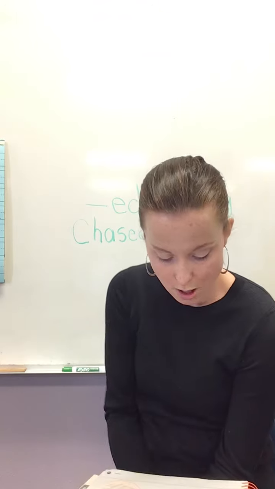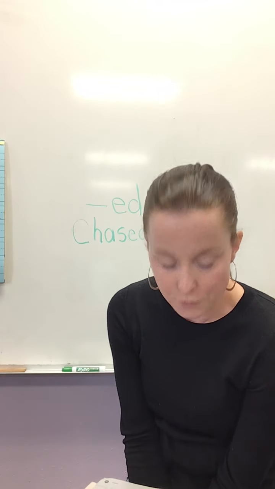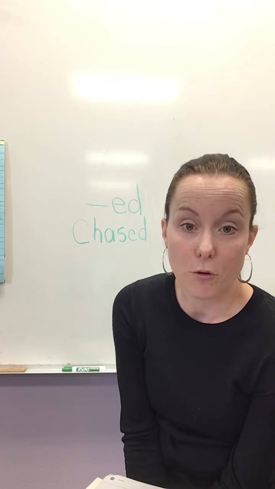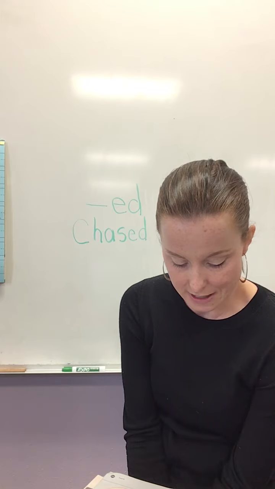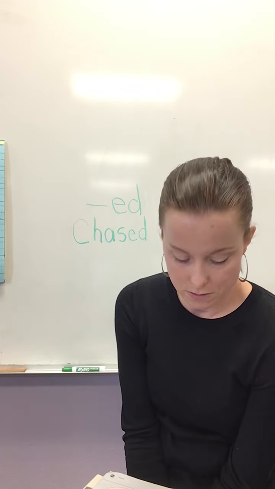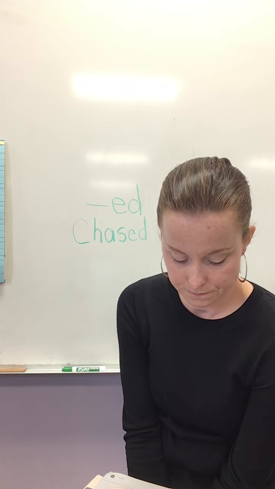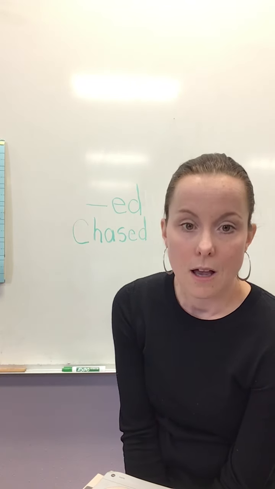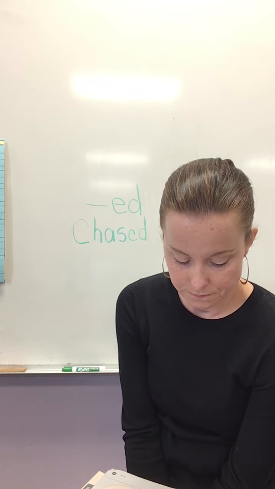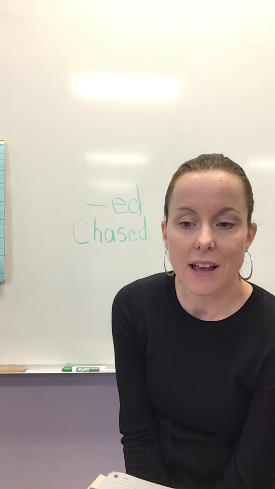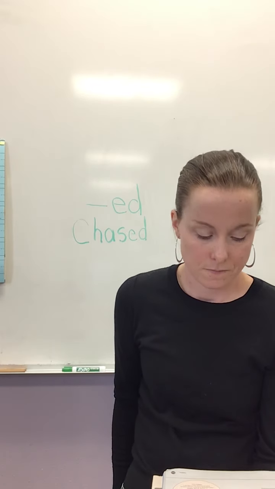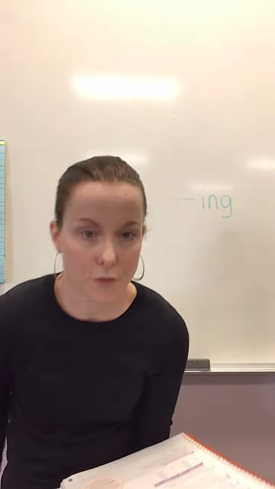Let's go ahead and do, we're just going to do 4 of them. So spilled. And spilled, before you add the ED, has a double consonant at the end. Closed. Baked. And then the last one is asked. Okay, I'm going to move my chair over for a second.